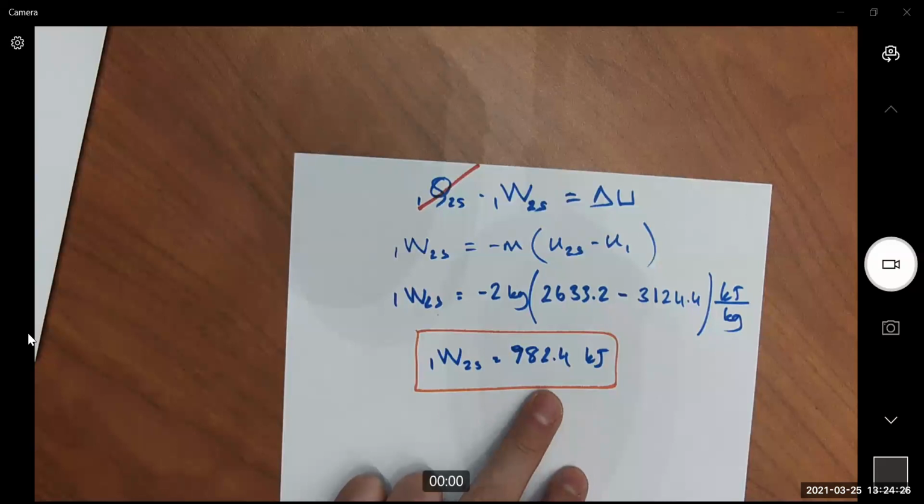Notice that I'm producing work here. It would have been the other way around if I was putting in the work.